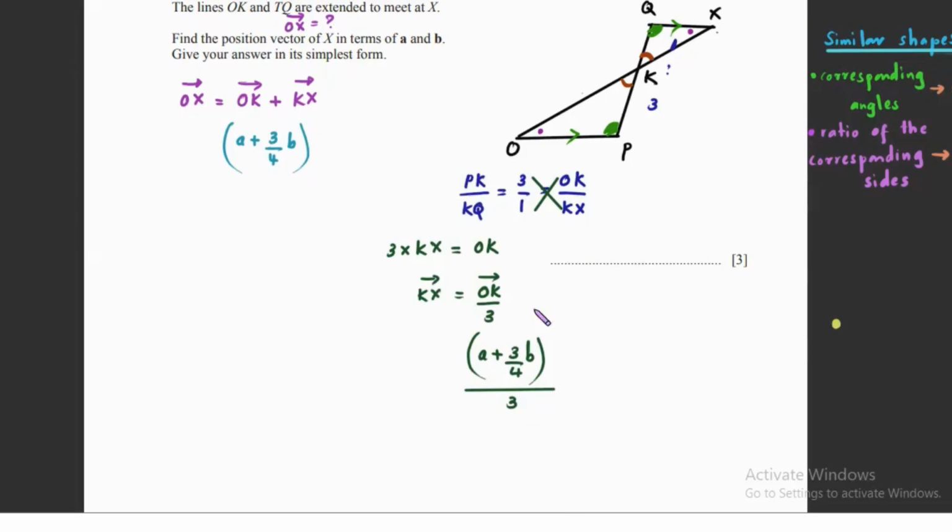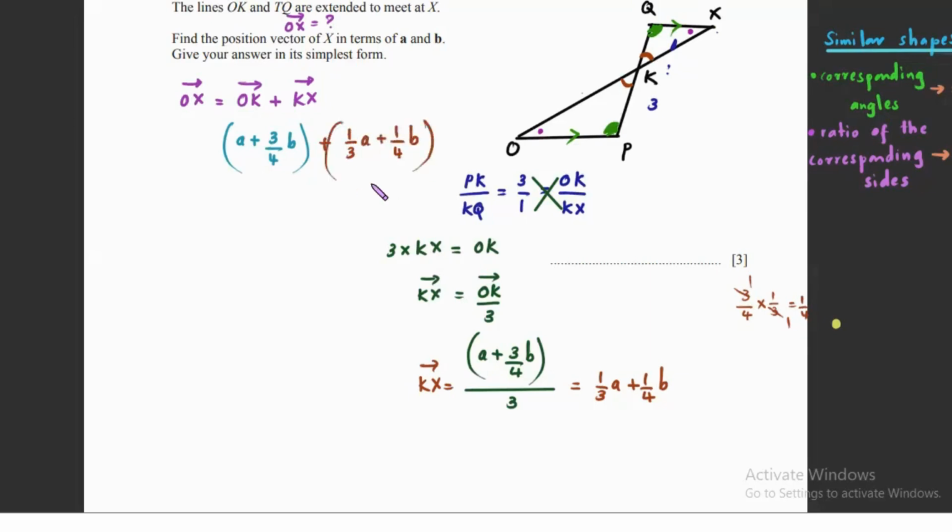So when we divide it by 3, a divided by 3 gives us 1/3 a. Then 3/4 divided by 3. If I'm to do it on the side, when you have division, dividing by 3 is the same as multiplying by the reciprocal of it, so multiplying by 1/3. When I simplify this, I get a quarter, which means I can write it as plus a quarter b. This is what KX is. Now that I know what KX is, I'm going to substitute back into this step here. You need to add OK and KX together. So KX is the same as 1/3 a plus a quarter b.